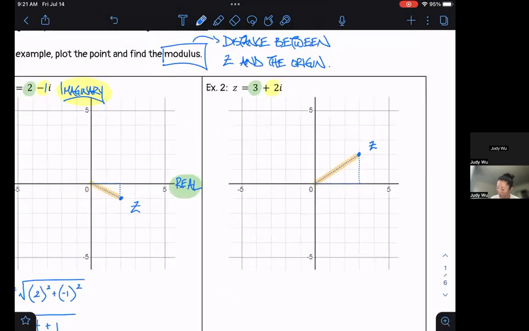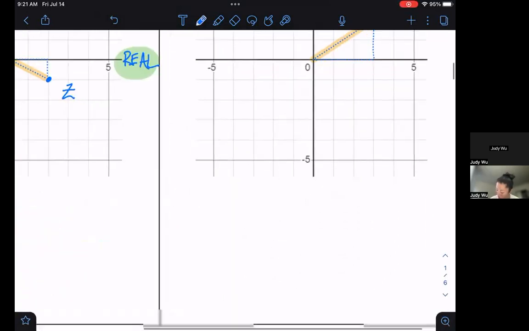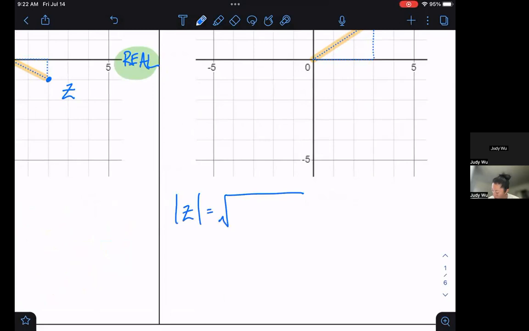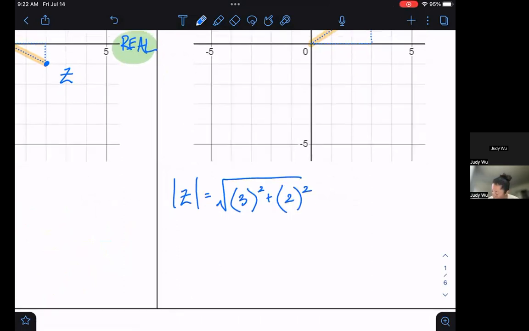Okay, so to find the modulus, we're going to put it in the proper notation with the absolute value bars, equals the square root of 3 squared plus 2 squared. Those are our x and y values, or our real and imaginary values. And we're going to do a little computation. 9 plus 4, and we get square root of 13 is the modulus, or rather the distance from that point to the origin. Okay.